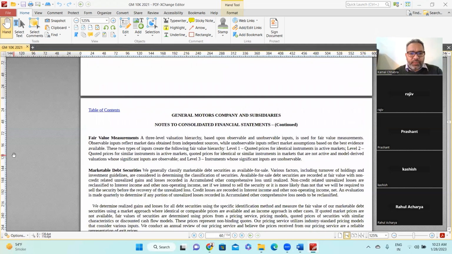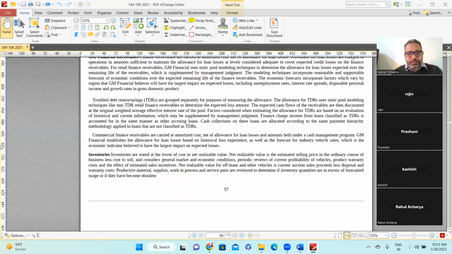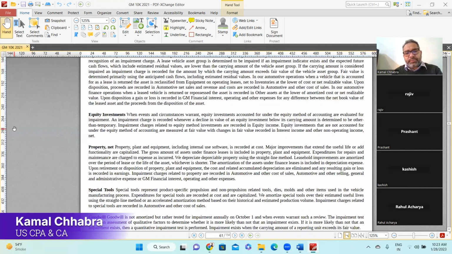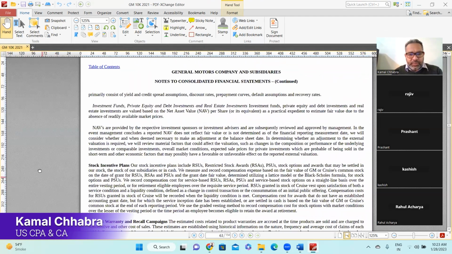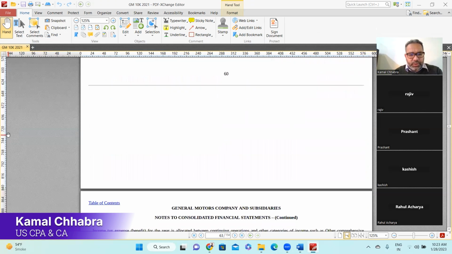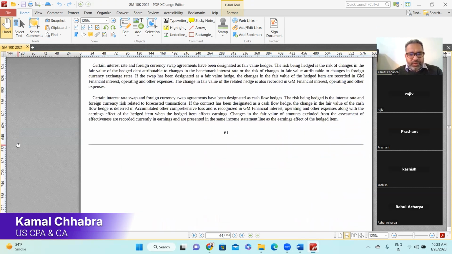And then, if you go further down, you'll see more detail about the numbers also for the respective financial items. Let me show you really quick about the revenue.